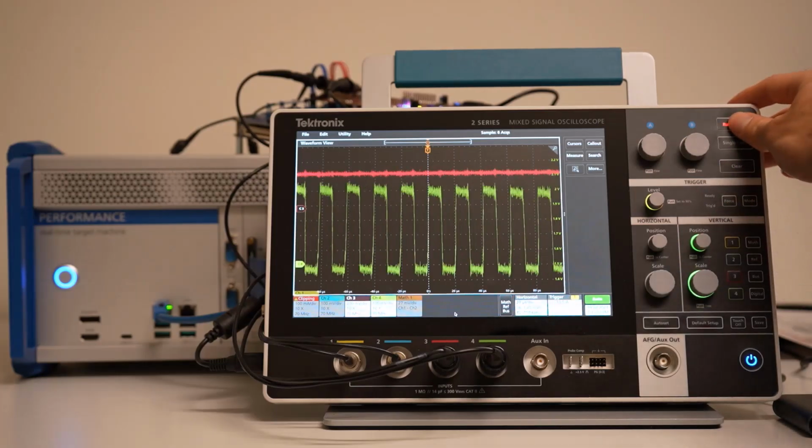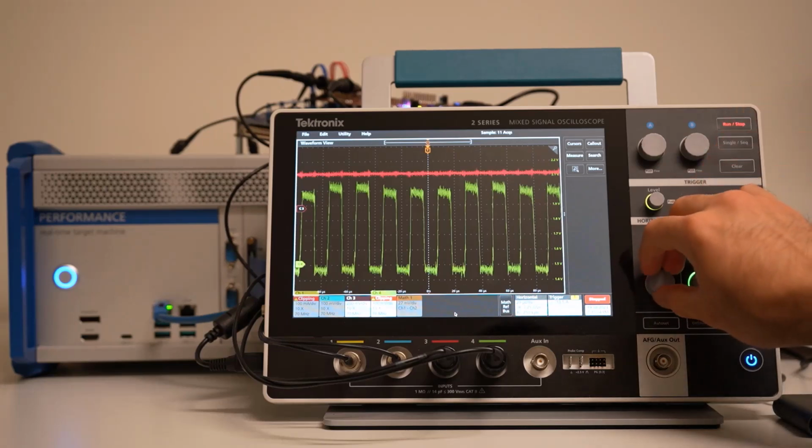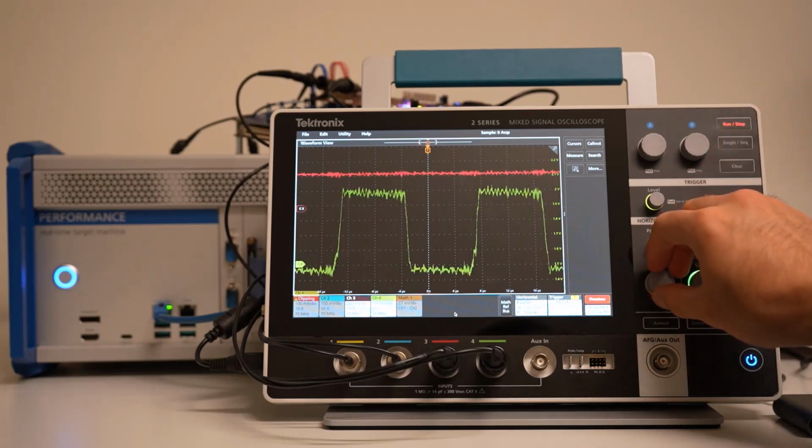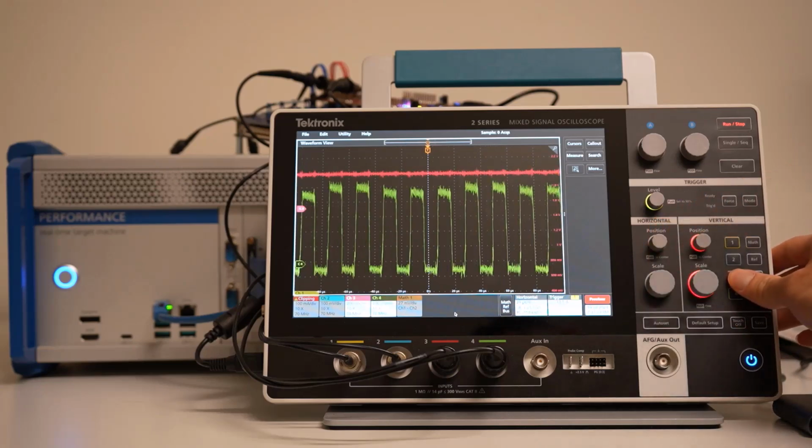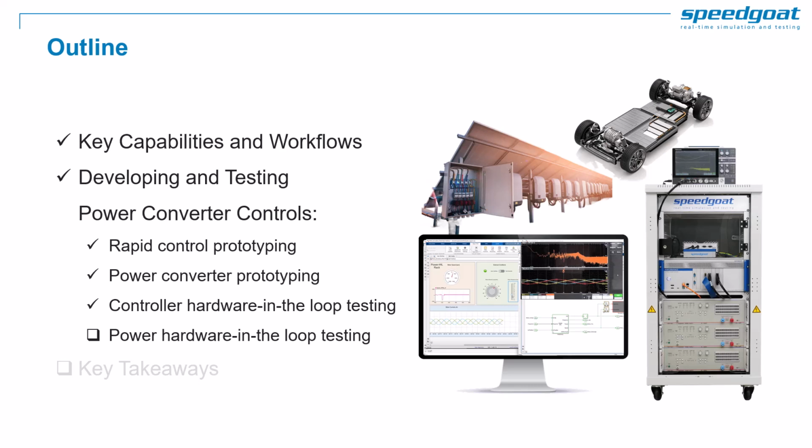Here is the hardware setup in action. You can see the inductor current waveforms and the DC current on the oscilloscope. This wraps up the controller hardware-in-the-loop testing demo.